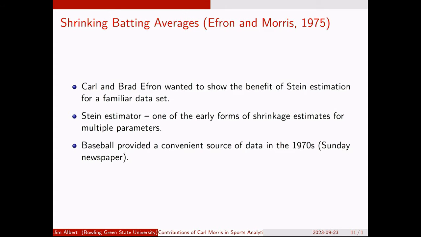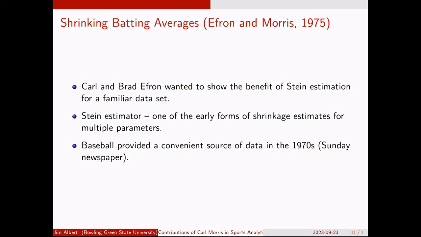Now, probably Carl's most famous sports application in the literature is the one about batting averages. Carl and Brad Efron had these estimators which were good practical estimators of means, which are called shrinkage estimation. They wanted to demonstrate that these things really work for real data, and they were trying to think of a nice example that people could relate to. So they said, why don't we look at baseball? Because there's so much baseball data.